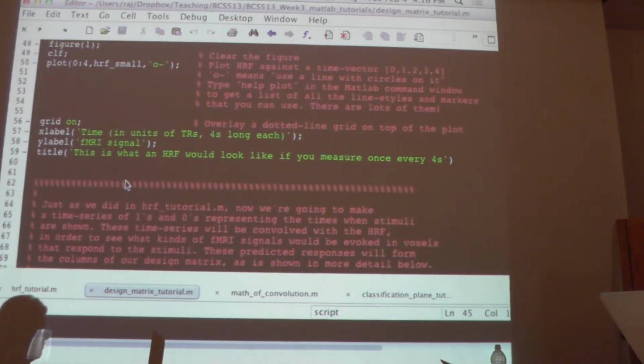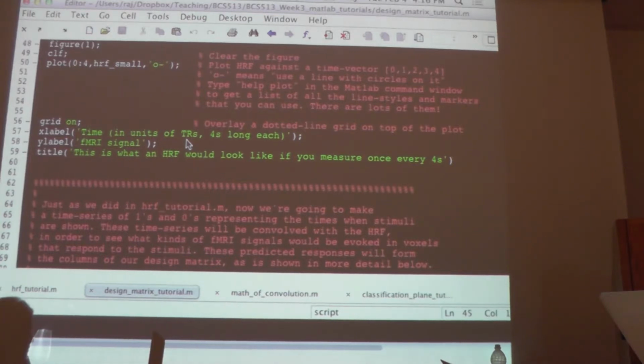The jargon term for how often we sample, how often we get an image, is called TR, which stands for repetition time. I don't know why they swapped the order from time of repetition. But that's what a TR is. You'll see this in papers. TR means how many seconds it takes to get each full brain volume picture.